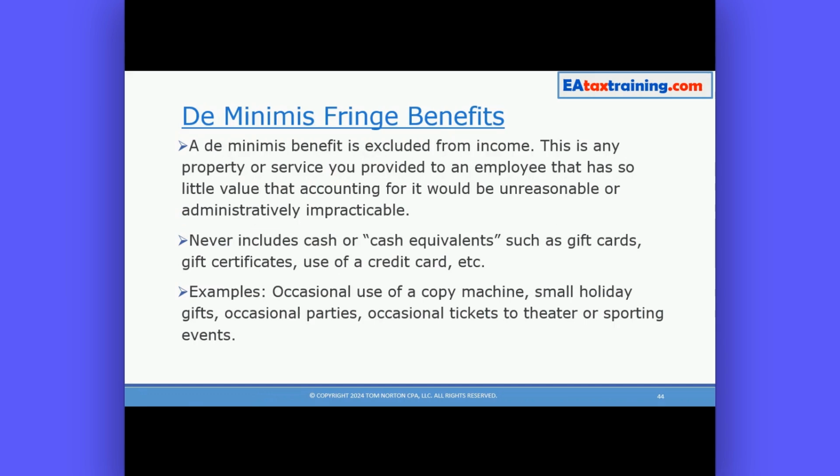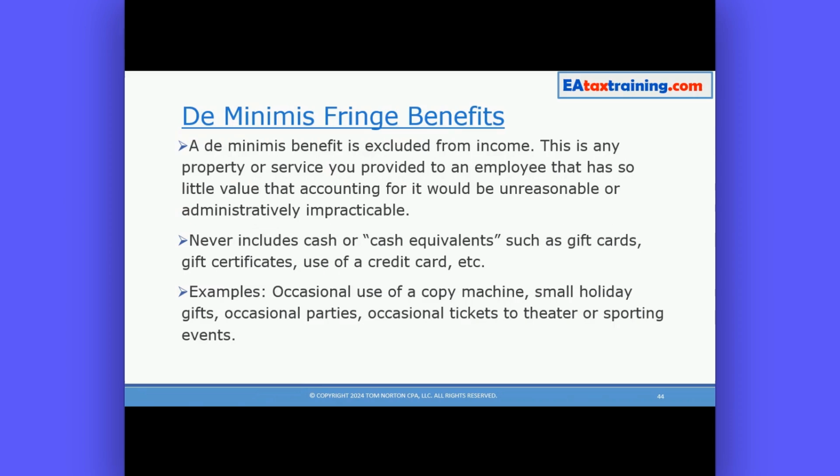De minimis fringe benefits. A de minimis benefit is excluded from income. De minimis means small. So this is any property or service you provide to an employee that has so little value that accounting for it would be unreasonable or administratively impracticable. But this never includes cash or cash equivalents, such as gift cards, gift certificates, use of a credit card, etc. Those, no matter how small they are, are never considered de minimis fringe benefits.